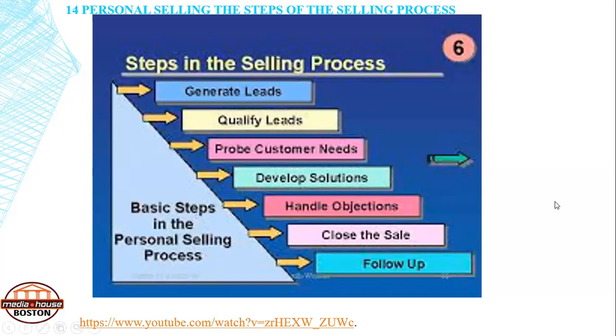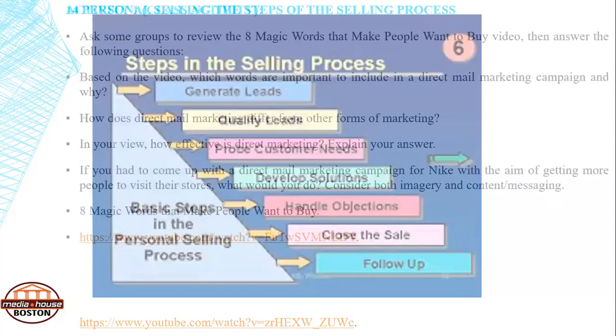There are 14 personal selling steps for the selling process. These are the steps in the selling process. You generate leads, qualify leads, probe customer needs, develop solutions, handle objections, close the sale. Then, of course, you do the follow-up.